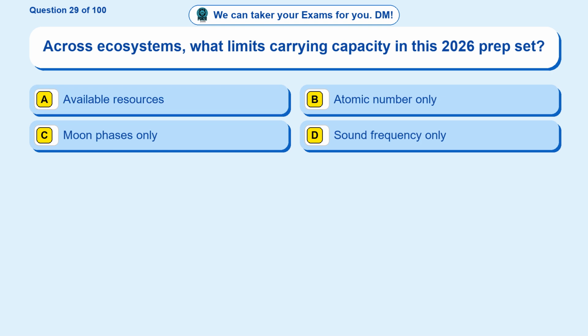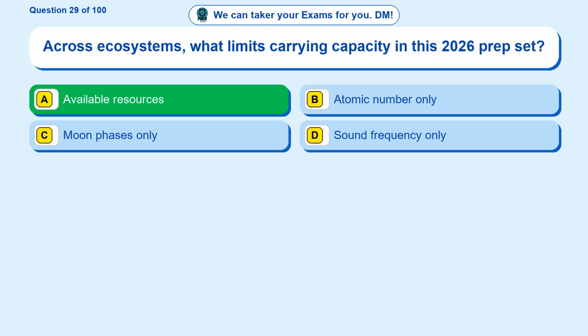Question 29. Across ecosystems, what limits carrying capacity in this 2026 PrEP set? Option A, available resources. Option B, atomic number only. Option C, moon phases only. Option D, sound frequency only. The correct answer is option A.